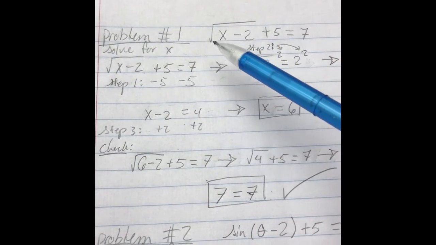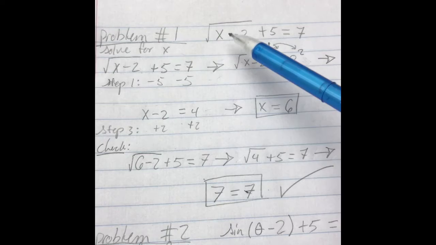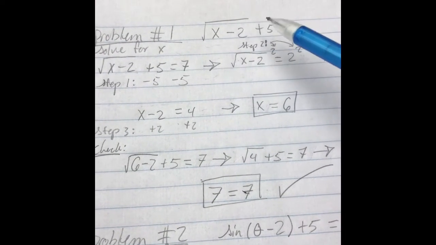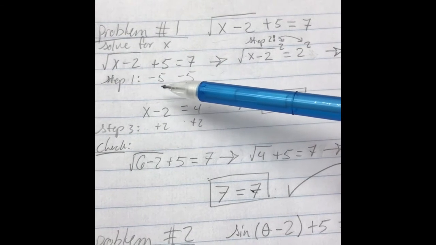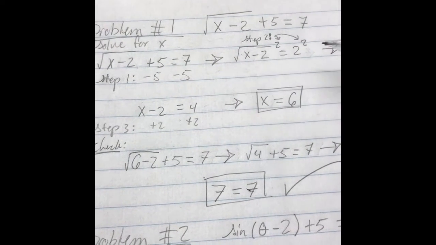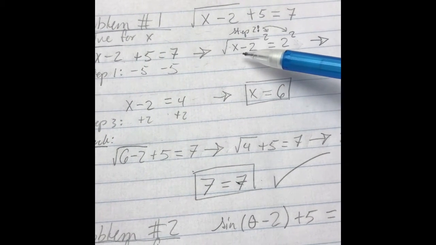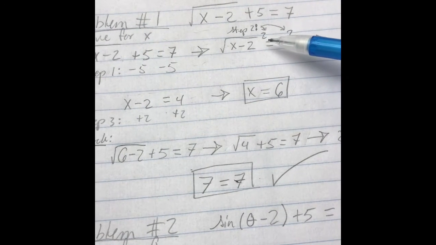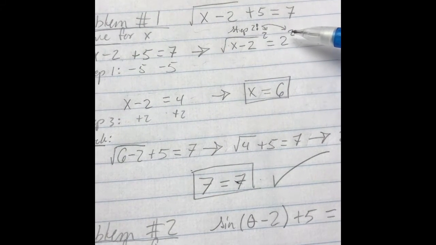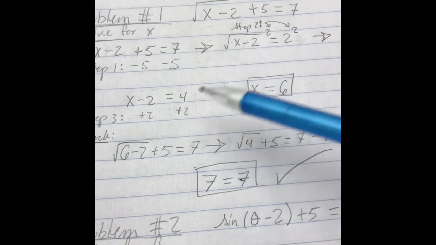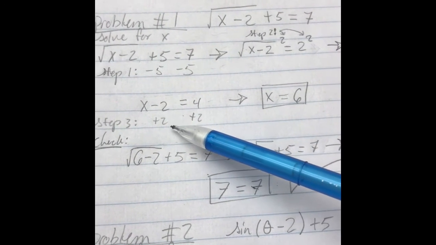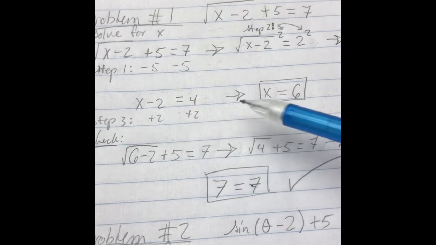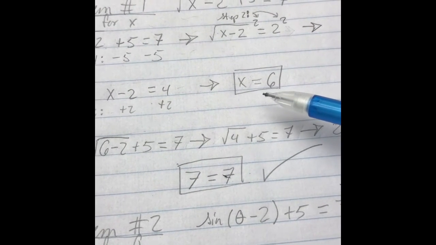Looking at problem number 1, we see that we're going to solve for x in the square root of x minus 2 plus 5 is equal to 7. And so the first step is to subtract 5 from both sides, and then we get the square root of x minus 2 is equivalent to 2. The second step is to square both sides so that we can get x out of that square root, which gives us x minus 2 is equal to 4. And the third step is to add 2 to both sides, which means that x is equivalent to 6.